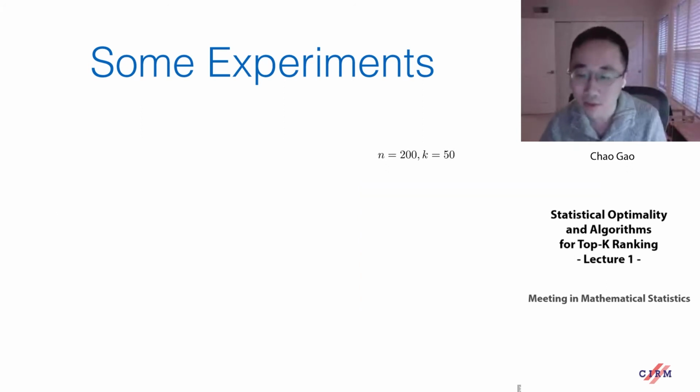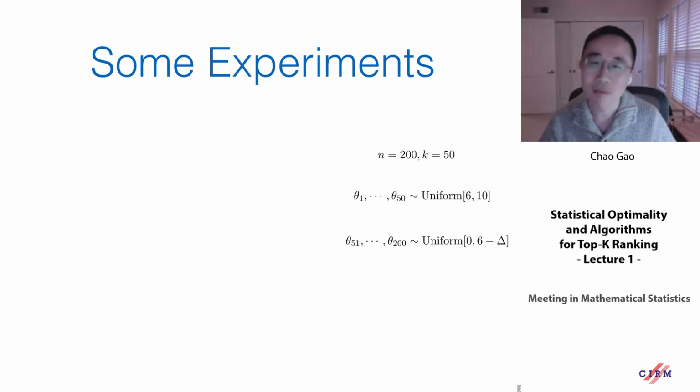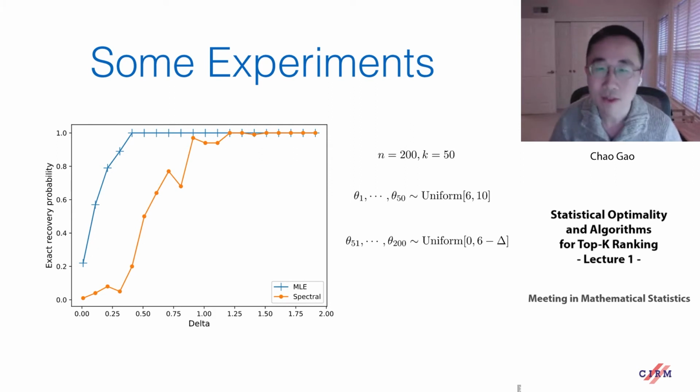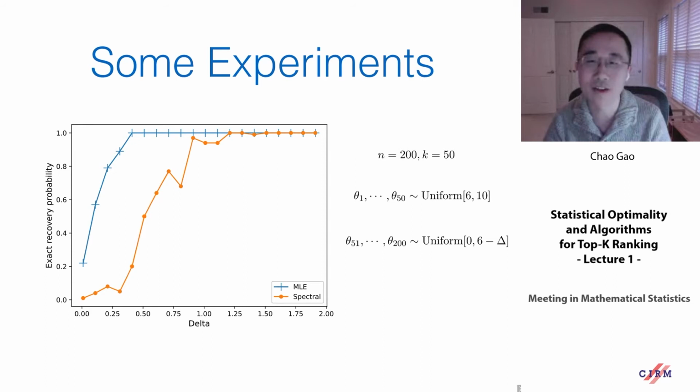It's very obvious. And another setting is more complicated, right? So we sample the first 50 players from the uniform distribution ranged between 6 and 10. And the remaining players are sampled from 0 to 6 minus delta. And again, in this case, delta is the separation parameter, right? And we run MLE and a spectral method. And again, MLE systematically dominates the performance of the spectral method, right? So the only case that you can find the 2 methods are the same is the 2-group structure, which is the dissemination result in Chen and Suh's paper.